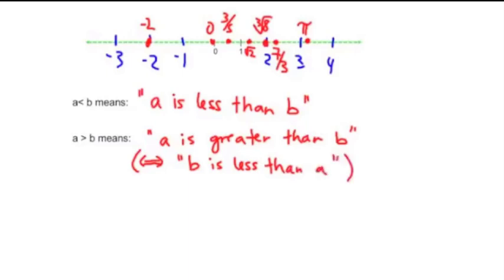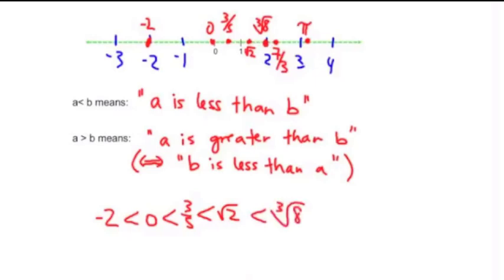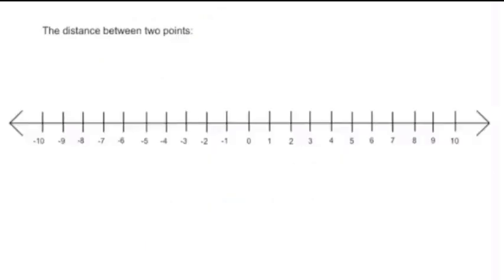So if we order these numbers that we had on the number line here, the ones in red from the previous example, we would have negative 2 is less than 0, which is less than 3/5, which is less than square root of 2, which is less than cube root of 8, which is less than 7/3, and finally less than pi. So we can write that compound inequality there. When I say compound inequality, I just mean that it's more than one inequality sandwiched together, basically. All those things are true.